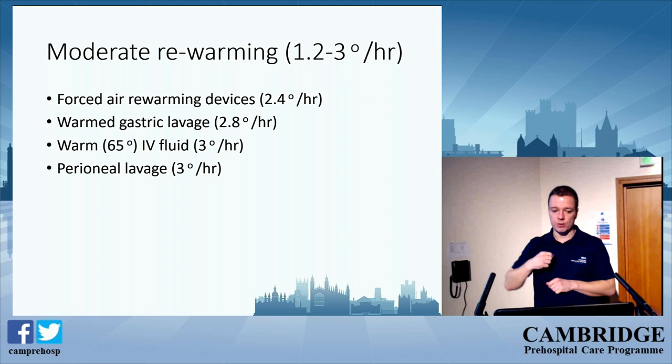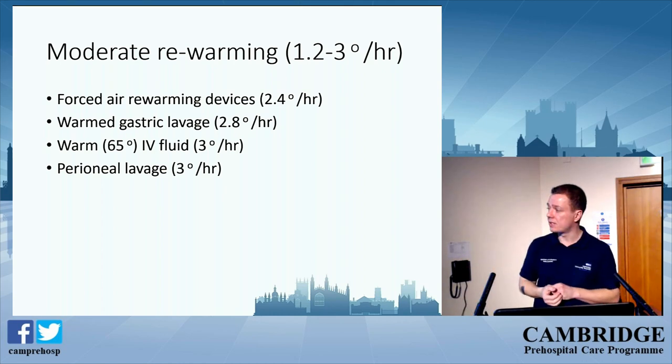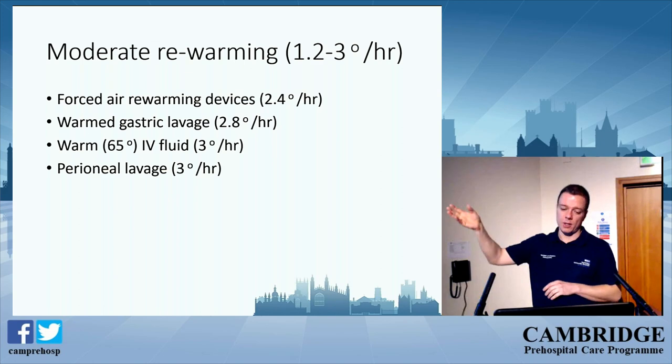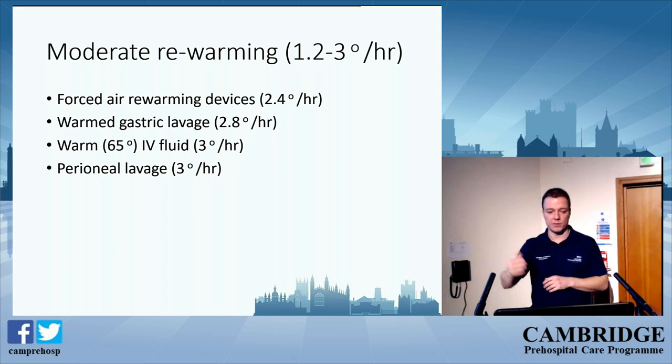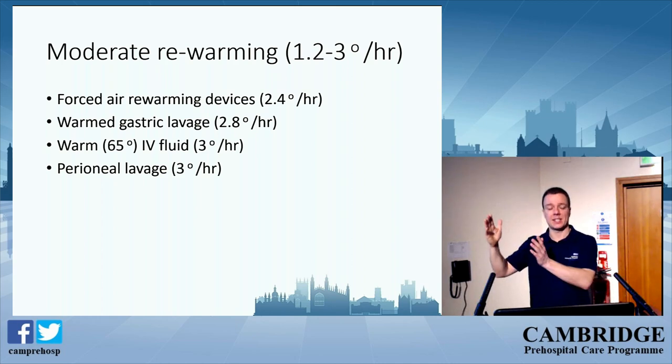Putting an NG tube or an OG tube down and washing the stomach out continuously with warm fluid, warm saline, might increase your temperature by a moderate amount. And if you increase the temperature of your intravenous fluid to 65 degrees rather than 45 degrees, again, you might increase your rewarming, but still not great. So again, that patient who's at 28 and needs to be up to 32, 34, 35, you've got at least a couple of hours in the best case scenario of resuscitating that patient to get their temperature up to where you want to be.